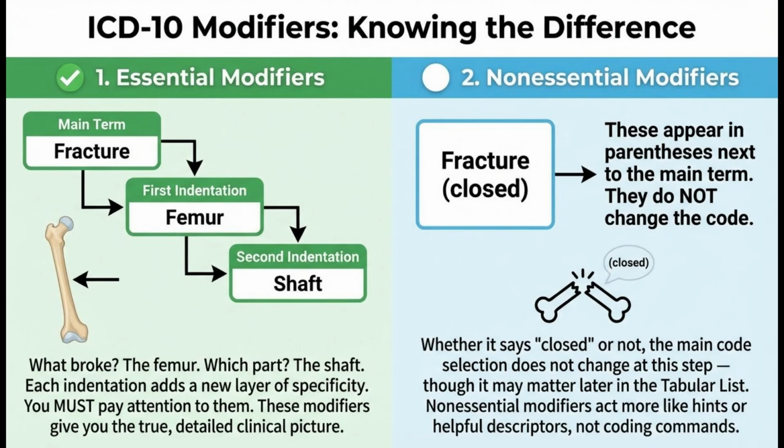Checkmark 2, non-essential modifiers. These appear in parentheses next to the main term. And here's the key. They do not change the code. Example: closed in closed fracture. Whether it says closed or not, the main code selection does not change at this step, though it may matter later in the tabular list. Non-essential modifiers act more like hints or helpful descriptors, not coding commands.